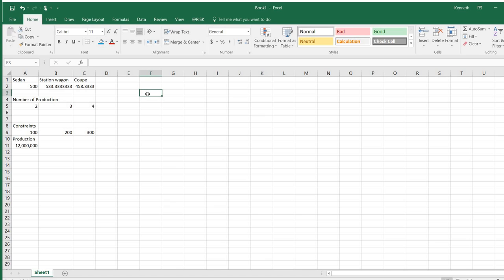And then over here, this is going to be our objective function, okay? With this one, we're going to say equal to the sum product of this array. Those are just dummy variables, remember? Because Excel doesn't like it sometimes when we just put in ones. So we're going to use a dummy variable there. This is just the number of cars in production, which are going to be our sedans, our station wagons, and our cars.